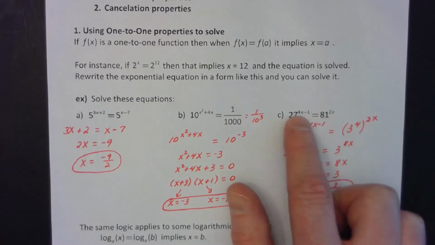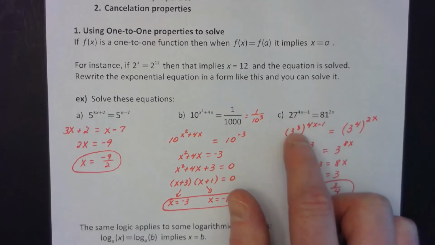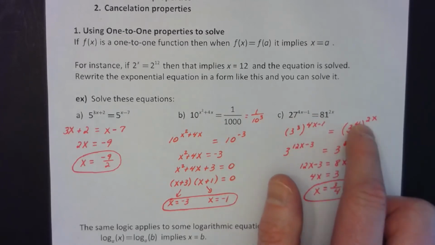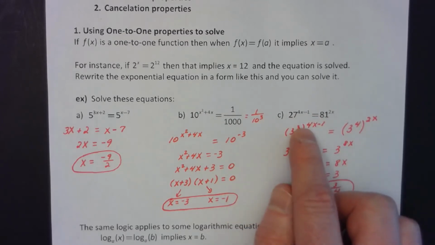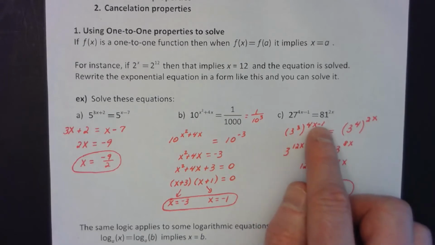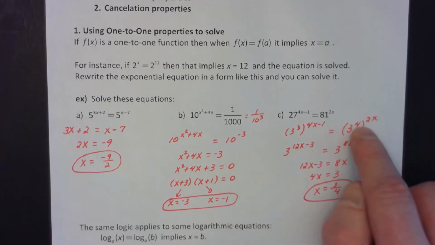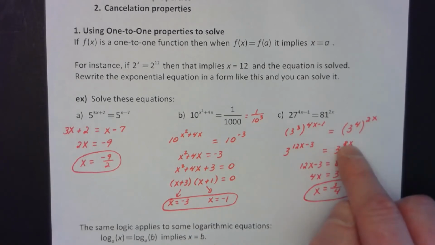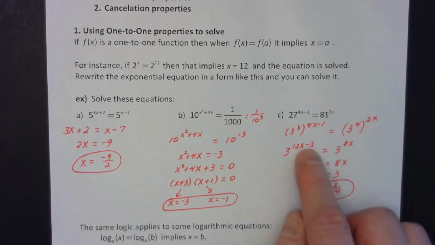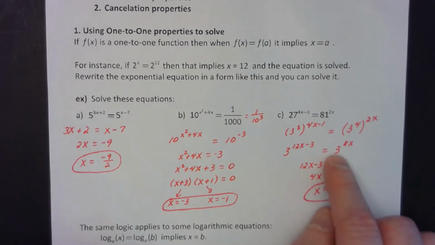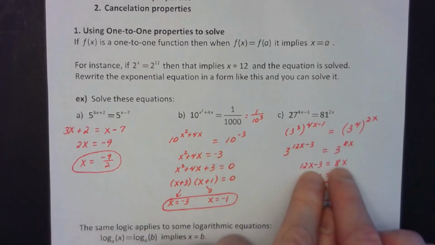So I rewrite each of my exponential bases, 27 and 81, as 3 to the third and 3 to the fourth. Now I use my properties of exponents. Anytime you have a power to a power, you multiply. So the left-hand side is just 3 to the 12x minus 3 power. The right-hand side is going to be 3 to the 8x power. Now I know as soon as I get my exponential bases to be the same, I can set the exponents equal to one another.